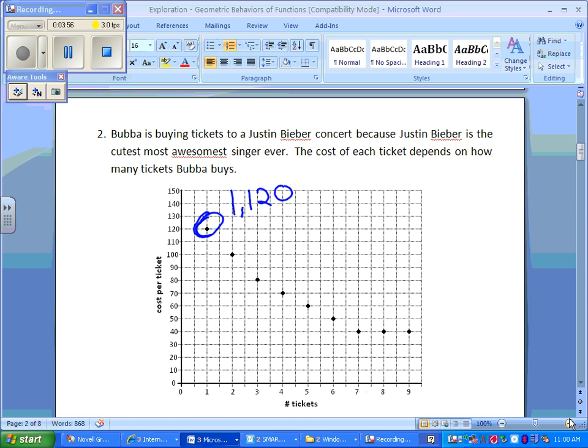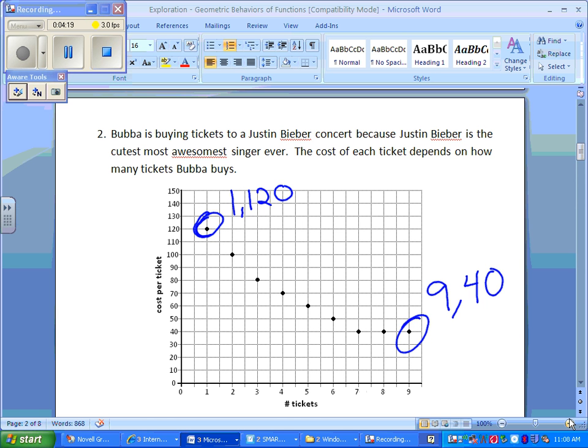Steve, when is the minimum? 0 is the minimum? No. 9, 40. Right, 9 and 40. This is the minimum. 9 tickets cost how many dollars each? $40 each. So that's the minimum. Make sure you understand that you'll be doing this on your own very shortly.